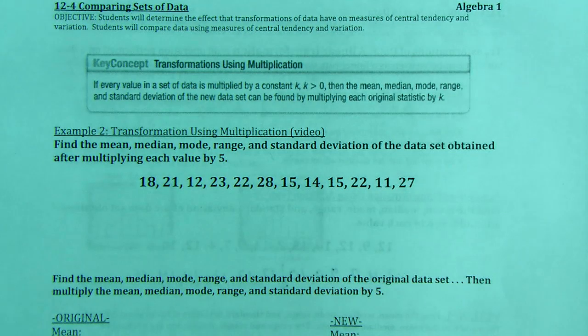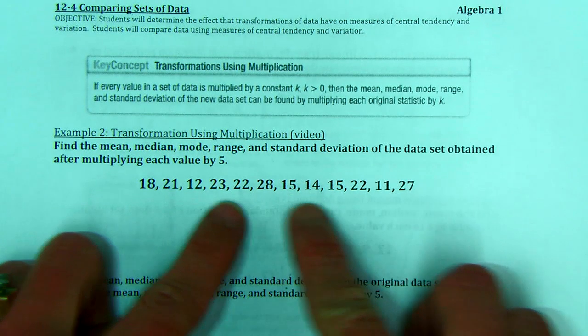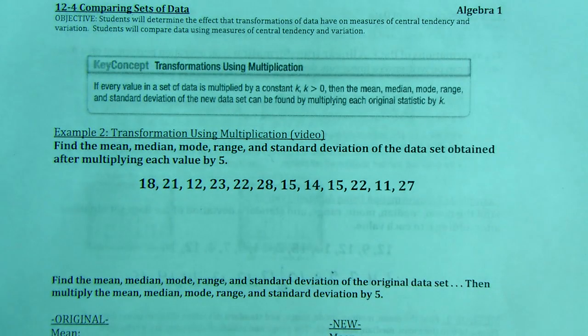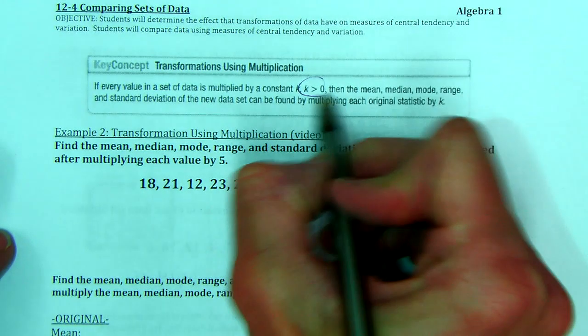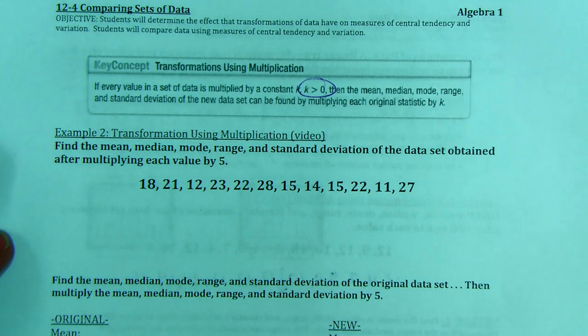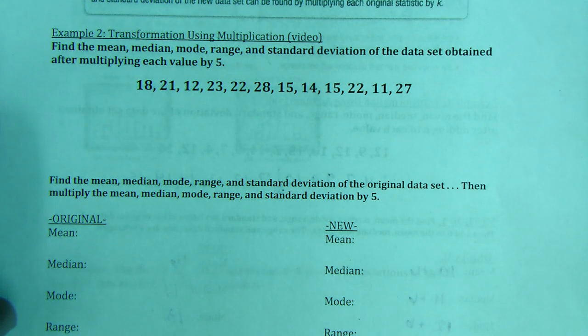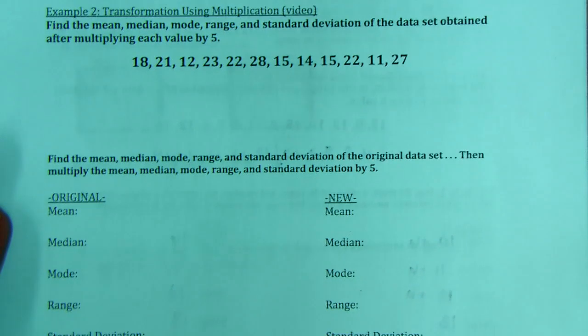So when I multiply every number by something, it's going to change every statistic as long as I'm multiplying by a positive integer. All right, so find the mean, the median, mode, and range. So take a minute, pause me if you need to, and punch those numbers into your Desmos calculator, and you can find the mean, median, mode, and range. All right, I'm just going to write them in order.